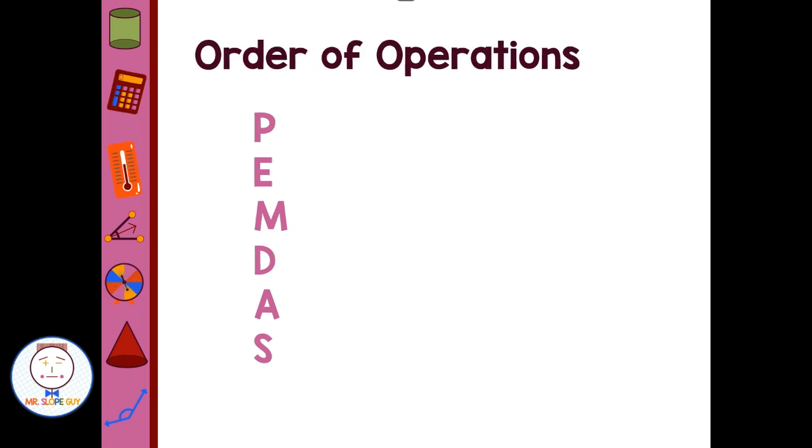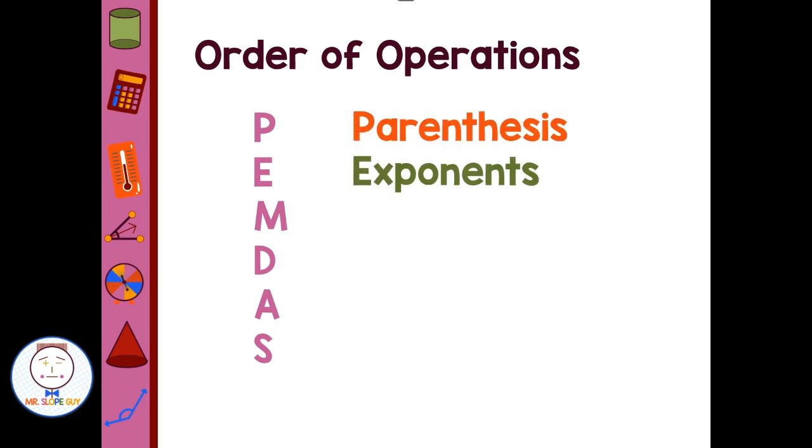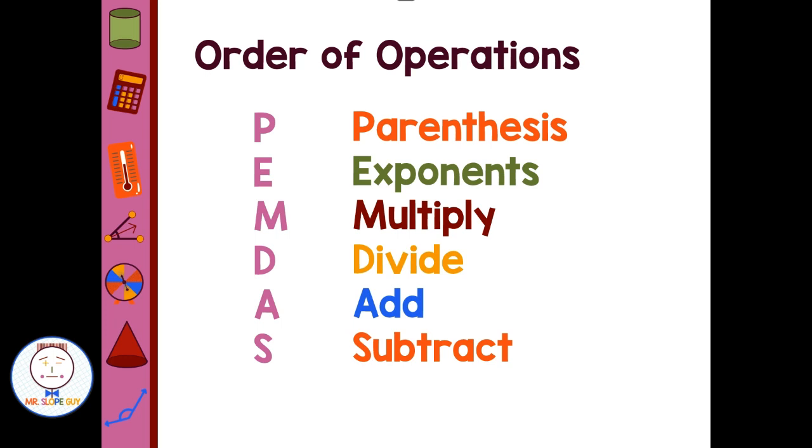And that helps us remember the order we should complete problems. We have P for parentheses, E for exponents, M for multiply, D for divide, A for add, and S for subtract for order of operations. PEMDAS: parentheses, exponents, multiply, divide, add, and subtract.